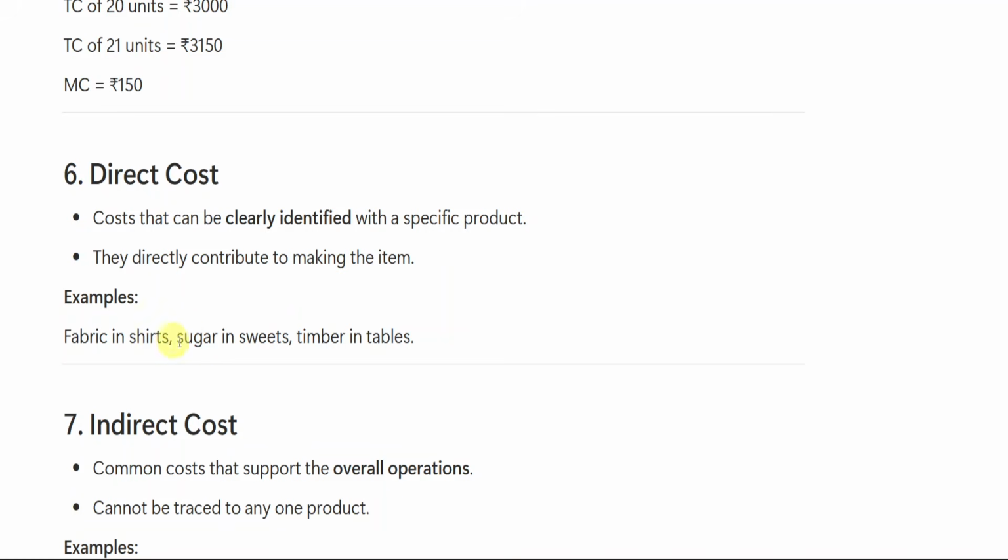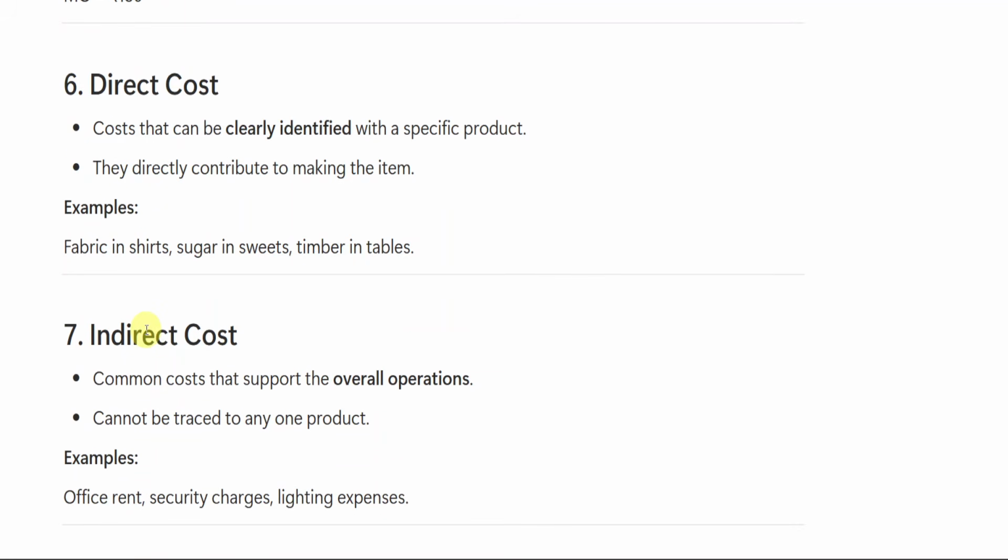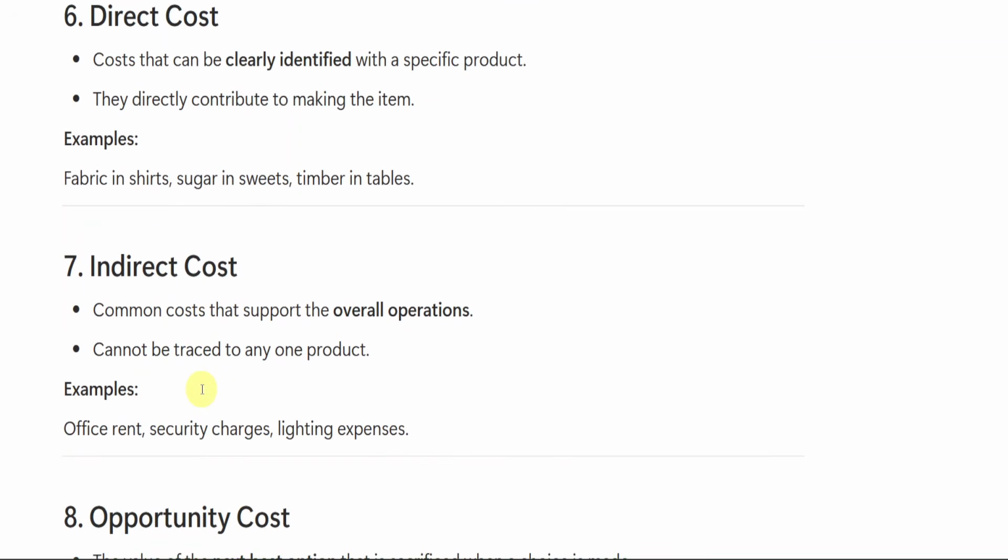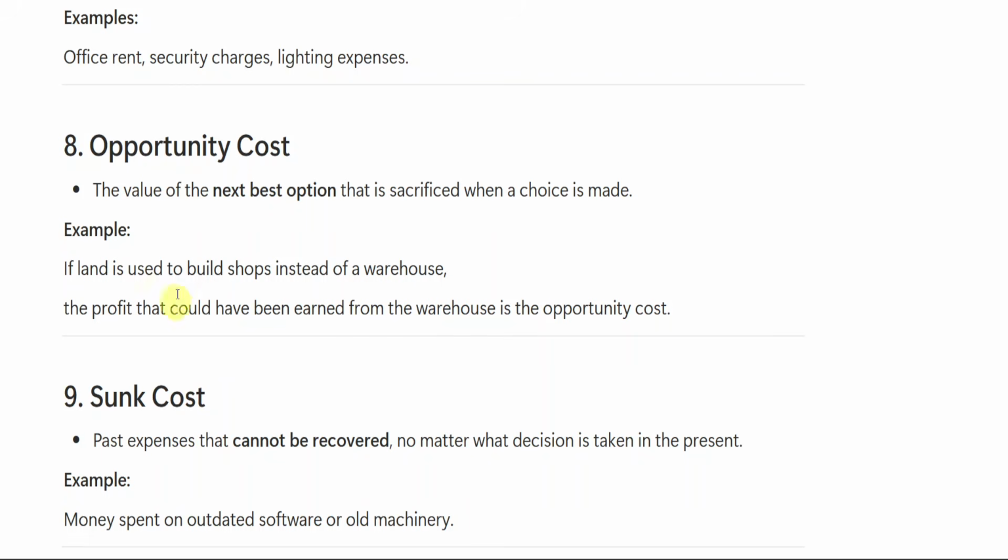Like if I am making shirts in my cloth making company, if there is no fabric, can I make a shirt? No, it is not possible. So here direct cost means the cost of the main raw material for the specific product. If I want to make a shirt, I need the fabric. Without fabric it is not possible. So direct cost is that. Indirect costs are common costs that help overall operations, like office rent, electricity, rent of a building, security. These can be indirect costs.